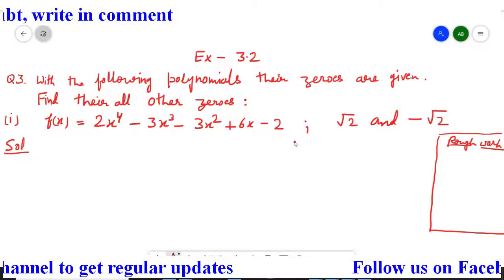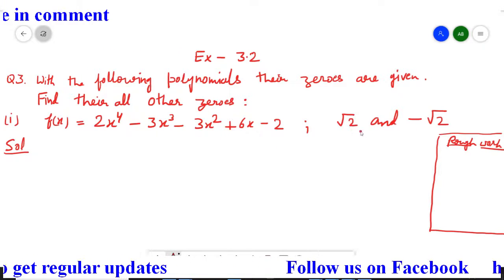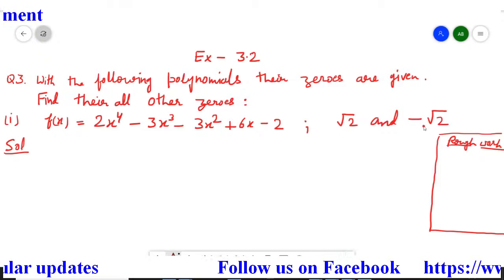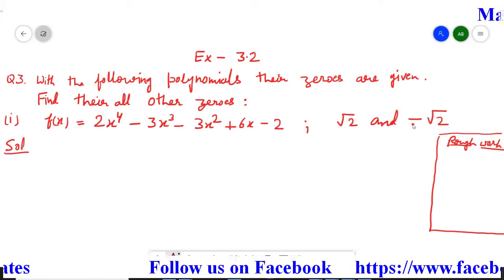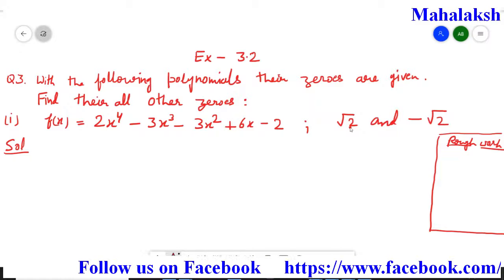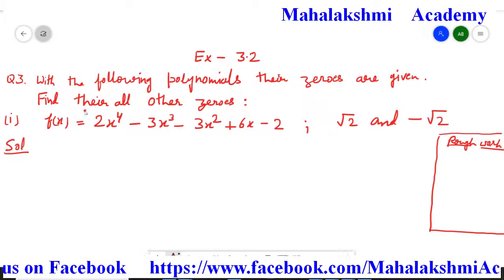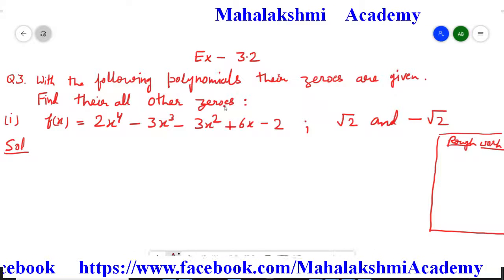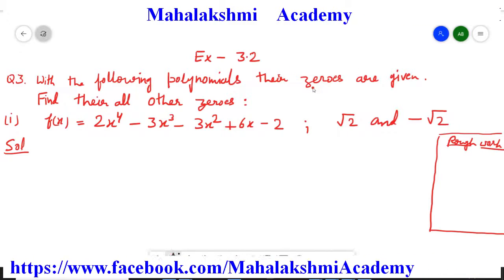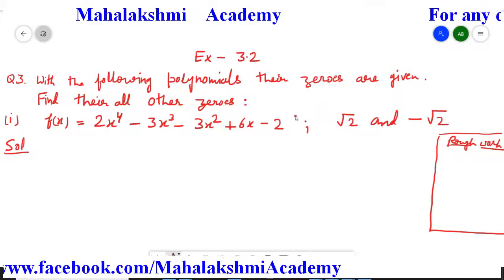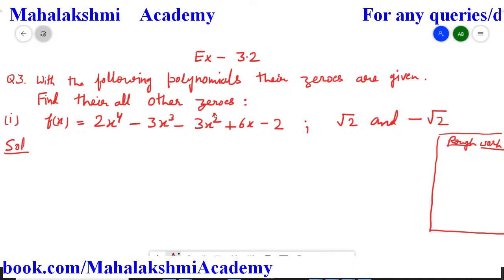Among the 4 zeros, they gave us 2 zeros, that is root 2 and minus root 2. Two zeros are given to us, and the other 2 remaining zeros we have to find out. That's why they wrote here, find all their other zeros, meaning except the zeros that are available, we have to find the other zeros.